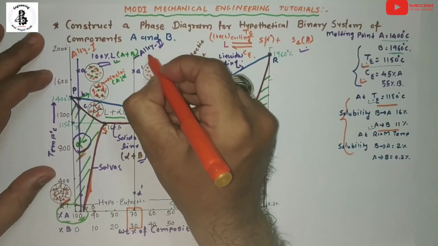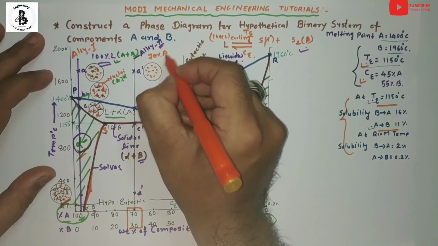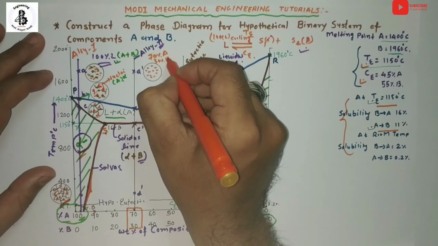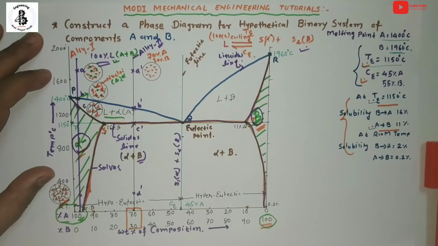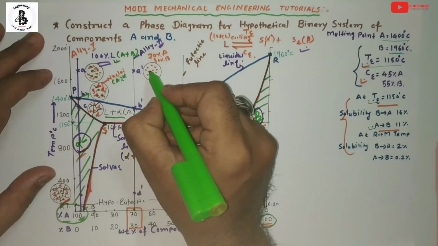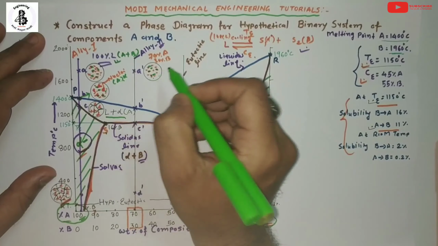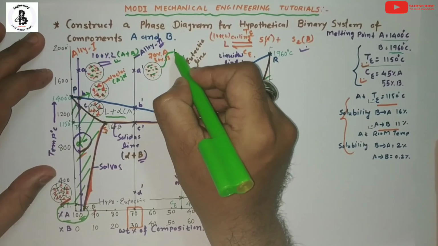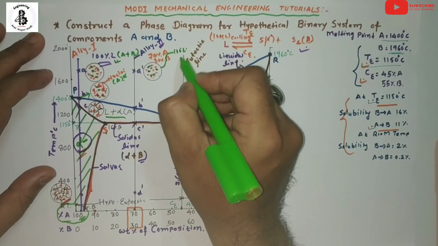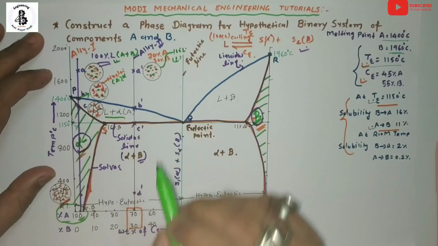But here the 70% A and 30% B is present. So the proportion is around 70 to 30 of A and B, but it forms a 100% liquid phase of A and B.